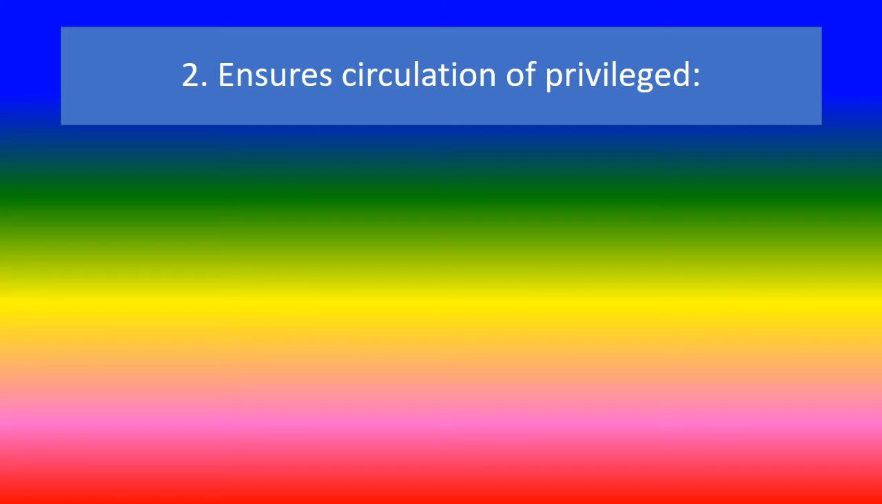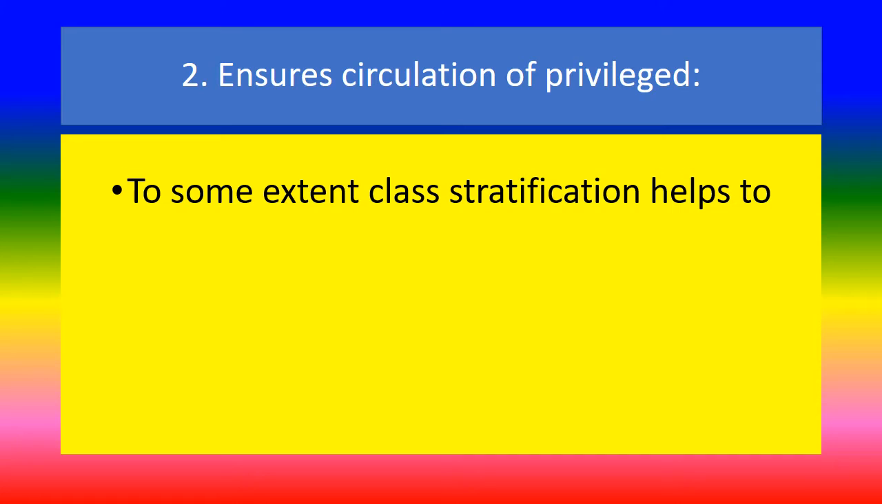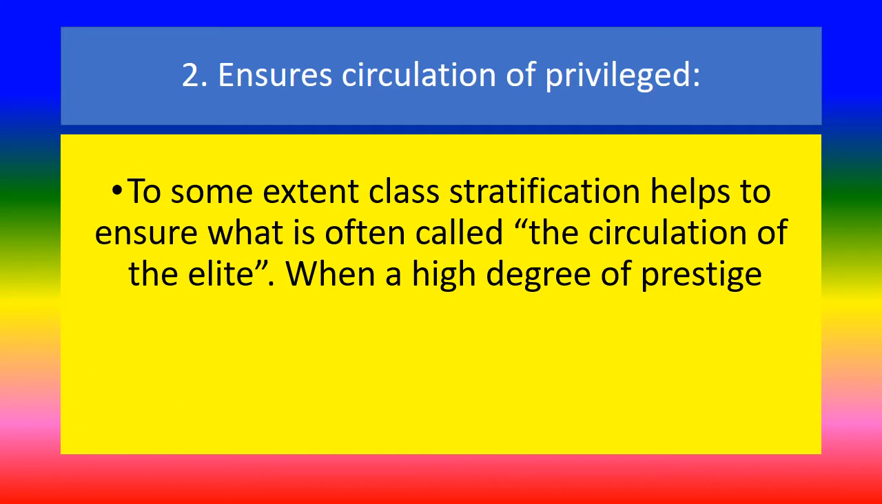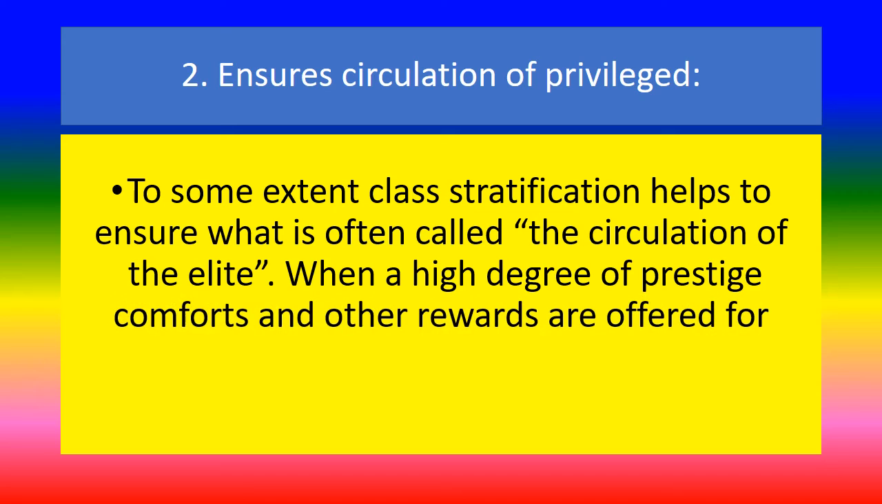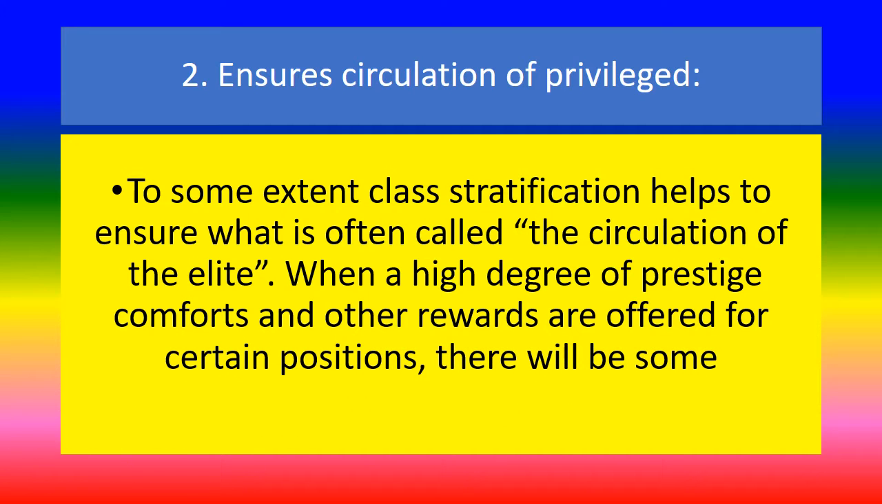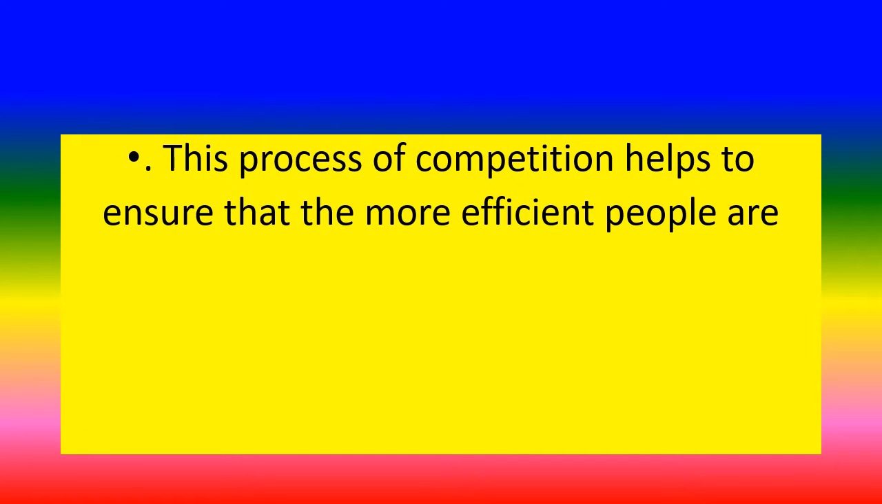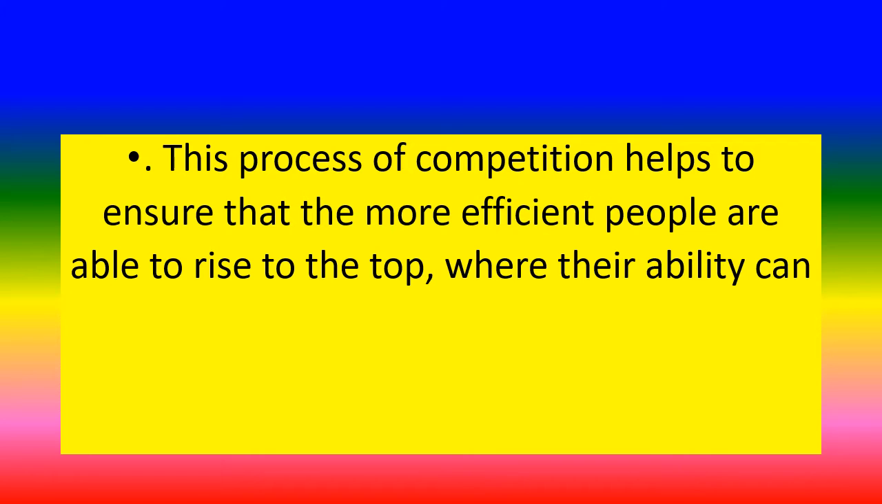Second, to ensure circulation of privileged. To some extent, class stratification helps to ensure what is often called the circulation of elite. When a high degree of prestige, comforts, and other rewards are offered for certain positions, there will be some competition for them. This process of competition helps to ensure that the more efficient people are able to rise to the top, where their ability can best be used.